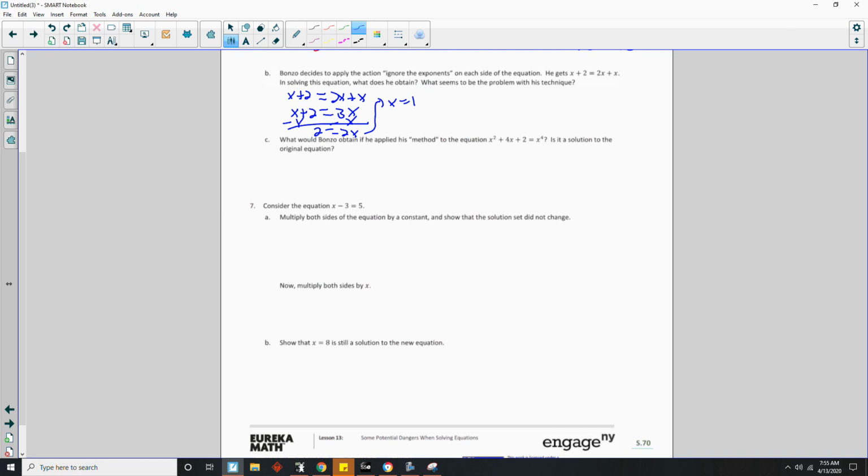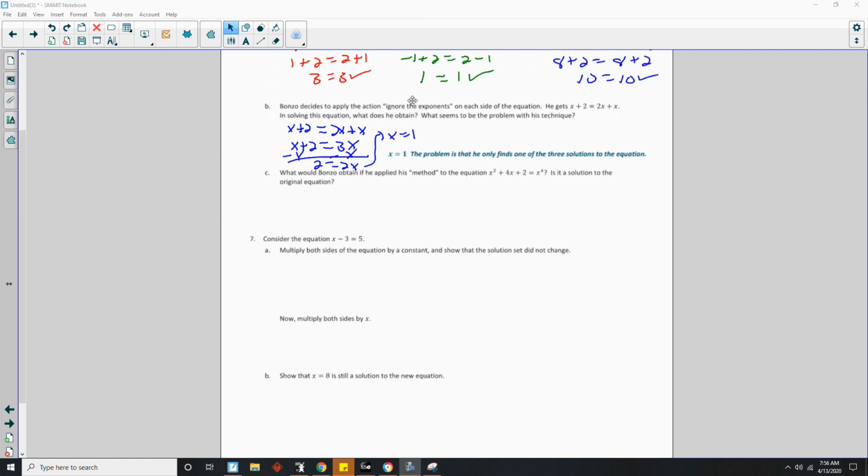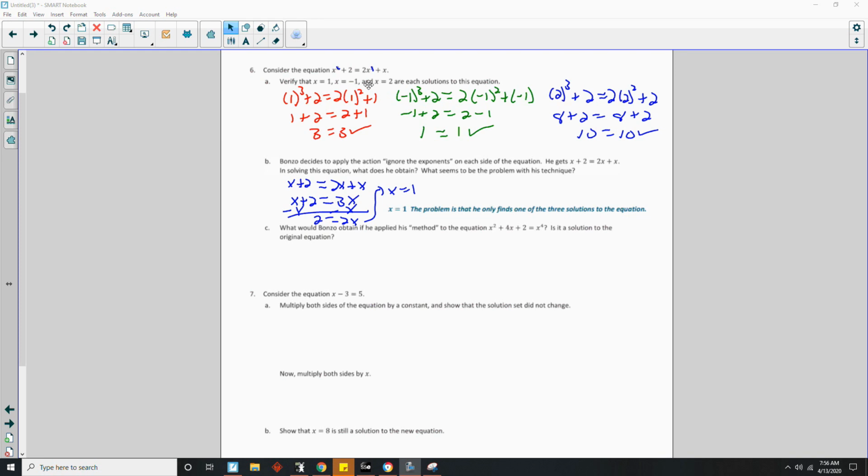Okay, what's wrong with this? Okay, so the problem is he only finds one of the three solutions to the equation, x equals 1. He did not find x equals negative 1 or x equals 2 by just canceling those variables.